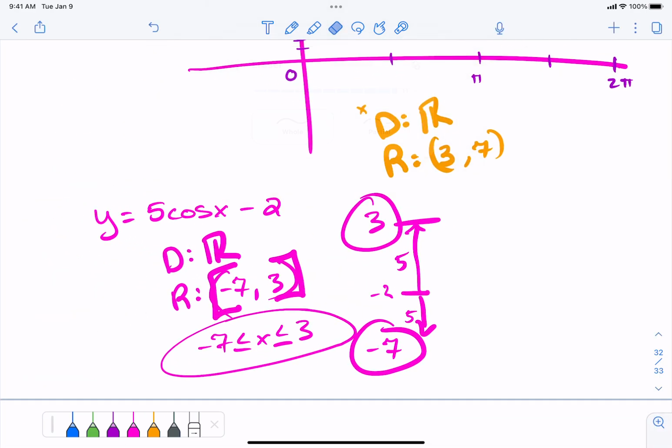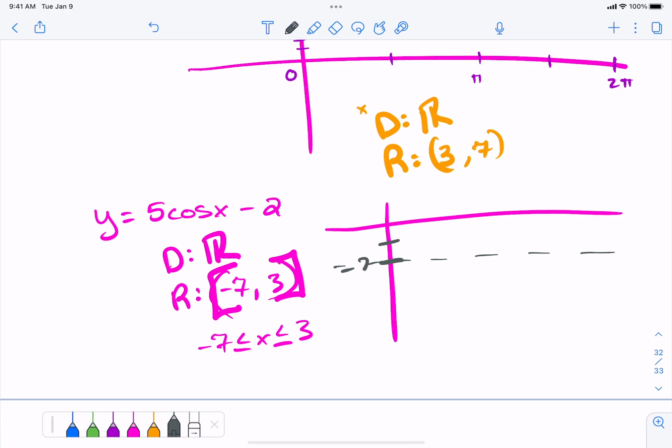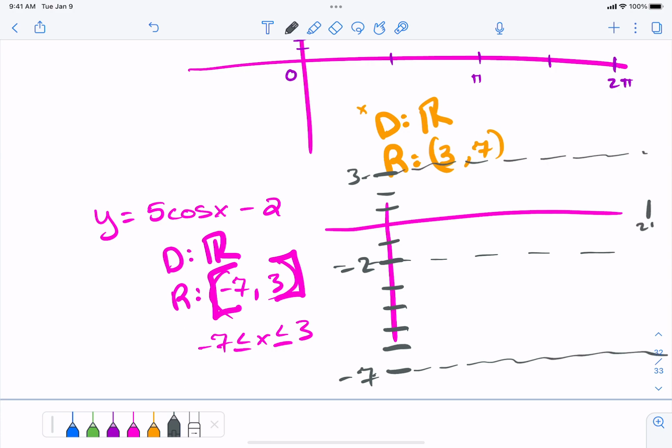I'll graph it real quick. Down 2. 1, 2. You have to go really down on it. 1, 2, 3. I should have made more. 2, 3, 4, 5. Okay, 2, 5.